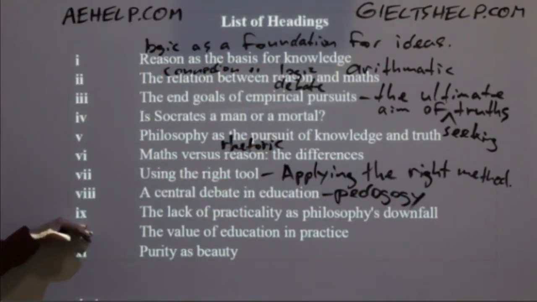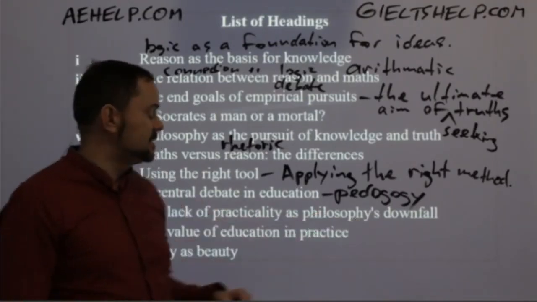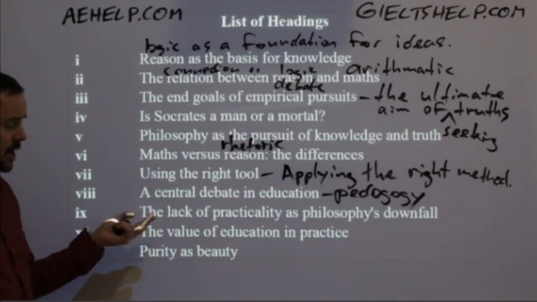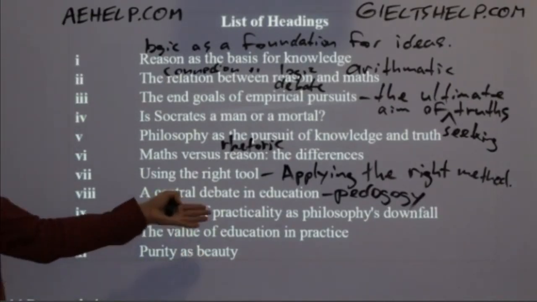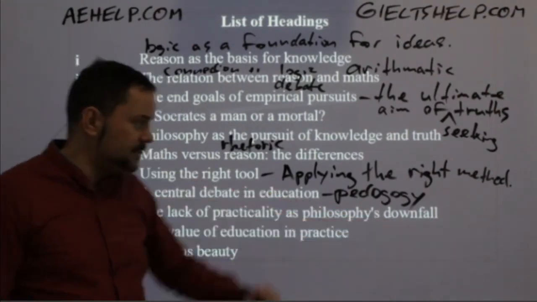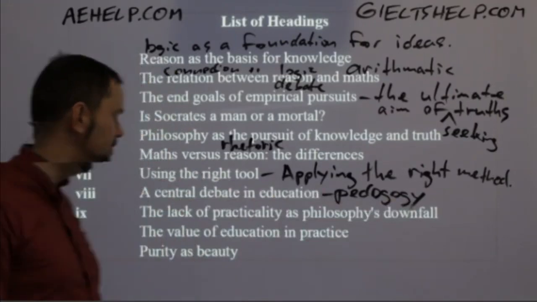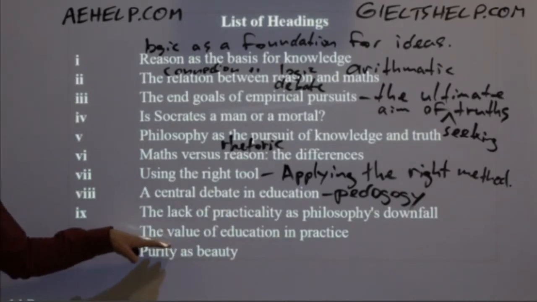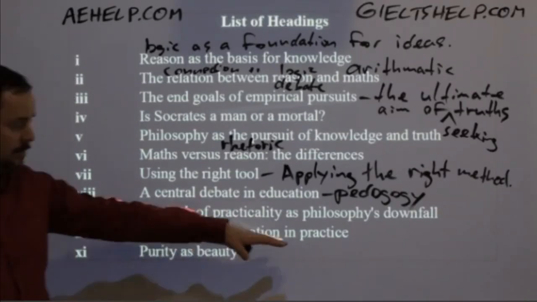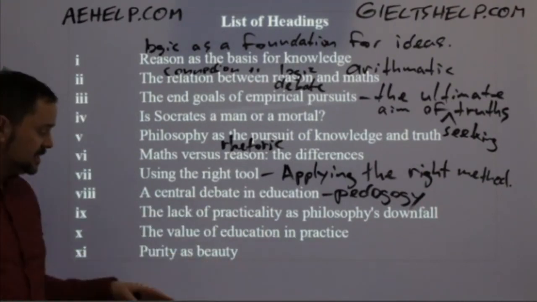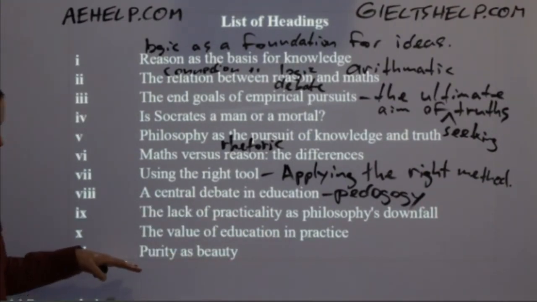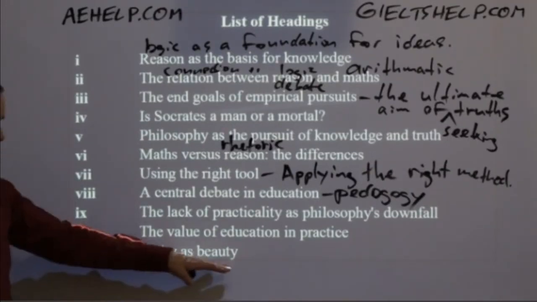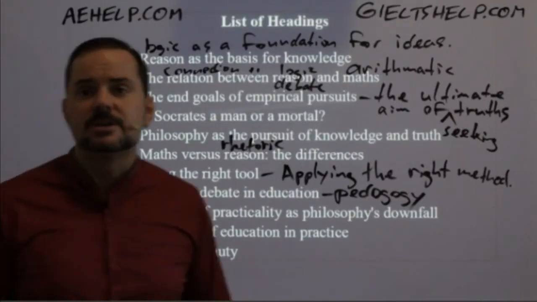All right, number 9, the lack of practicality as philosophy's downfall. So the inability of real-world application as philosophy's demerit. Okay, downfall here would be a demerit. The value of education in practice, so the true worth of pedagogy applied to real life. Purity as beauty, so purity, clarity as the aesthetic. Okay, so those would be some other ways to paraphrase.